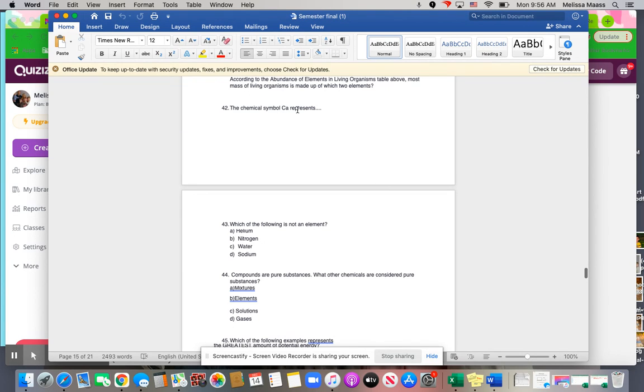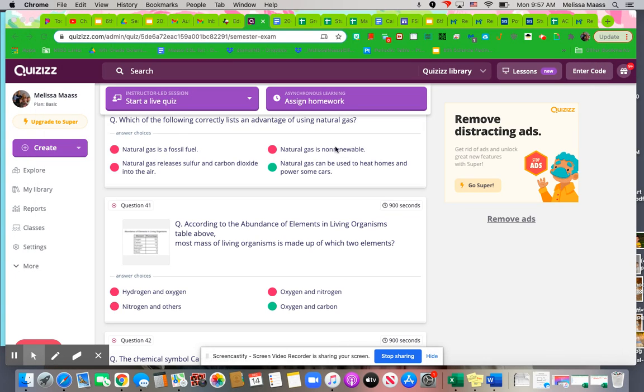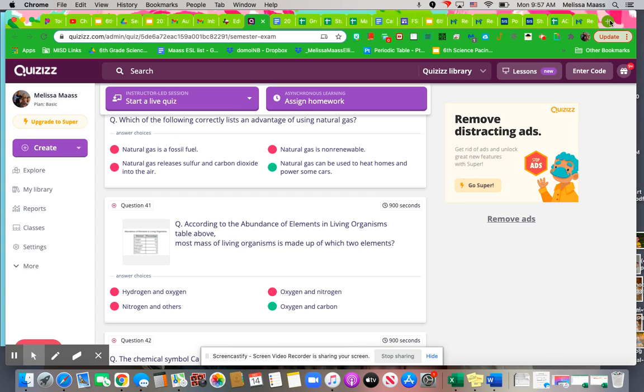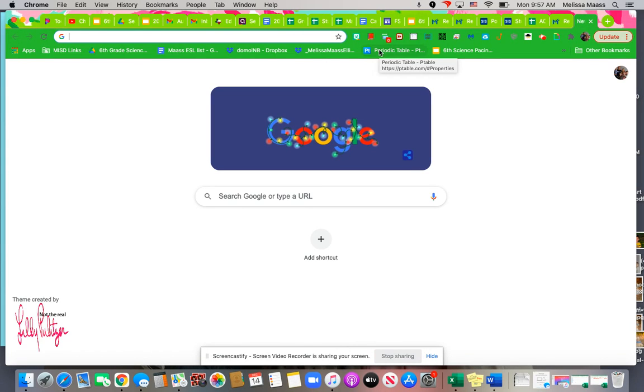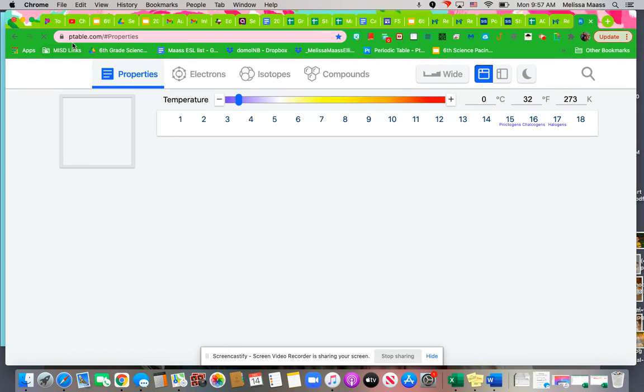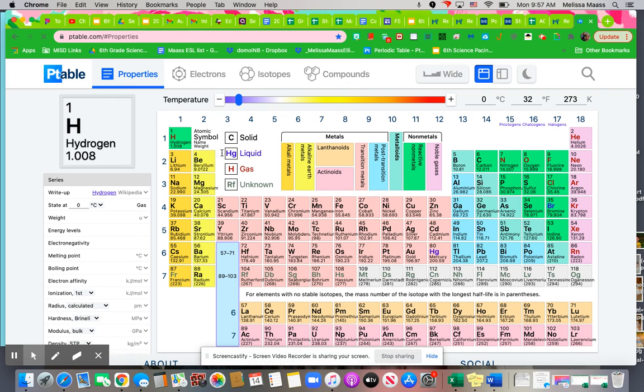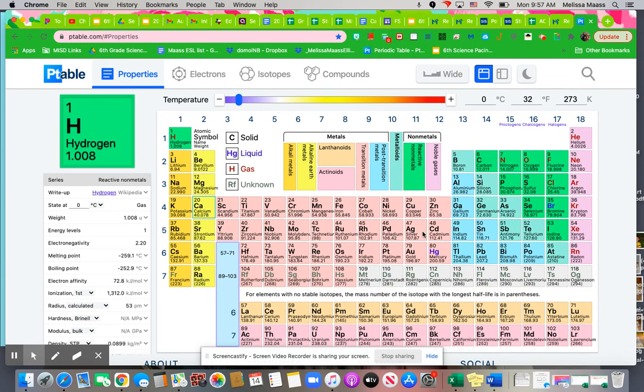The chemical symbol Ca represents, you had bookmarked a periodic table at the beginning of the year, and you can go and look that up on a periodic table and find out what it is. So you should do that. But if not, I'm going to go back to my computer here and click on this website. It's like ptable.com, and you can kind of see, you'd be able to go through this, and if you look, Ca is calcium right there.